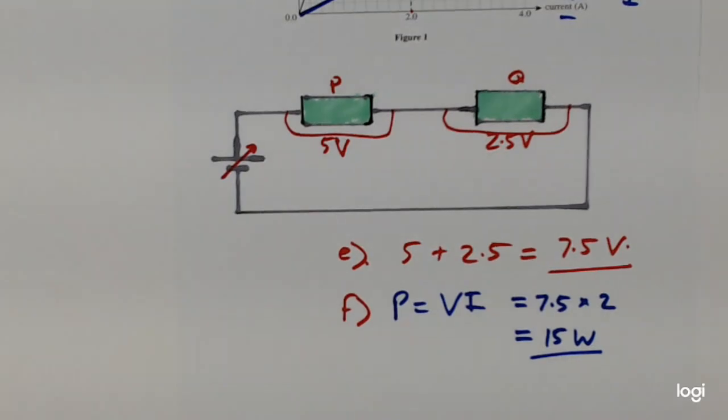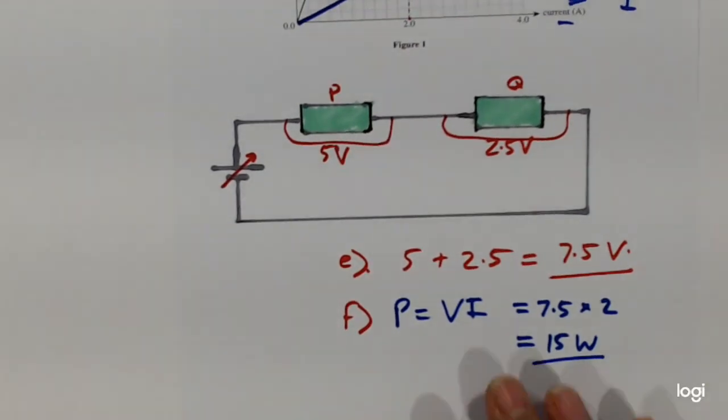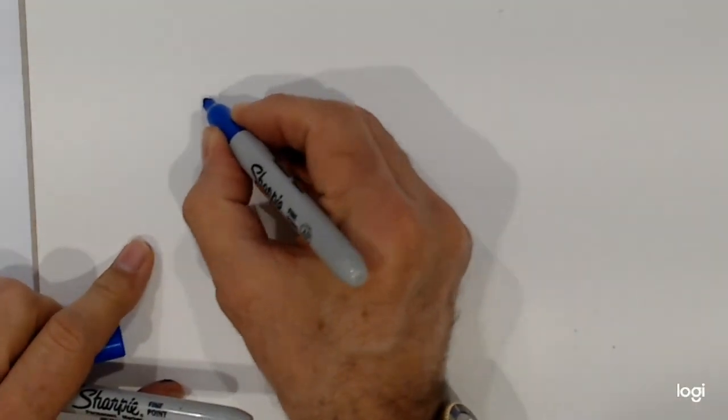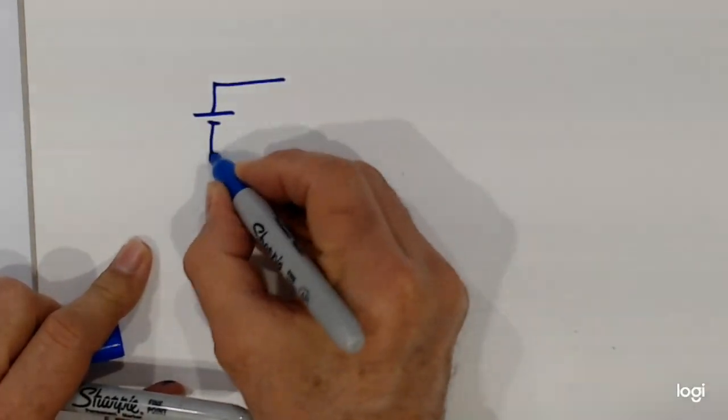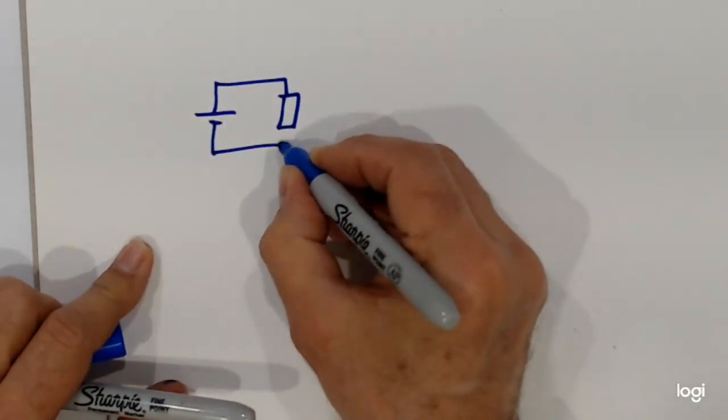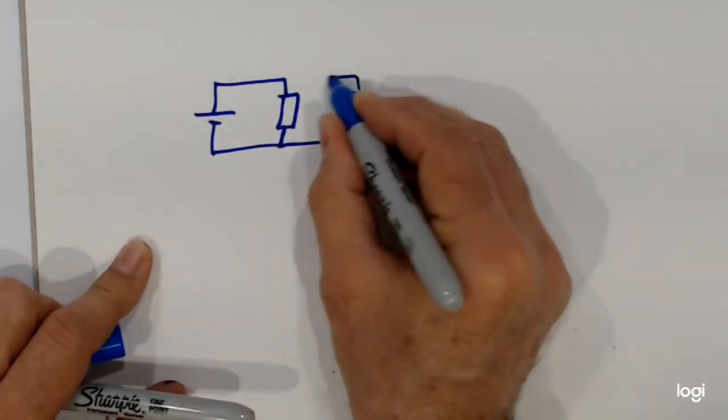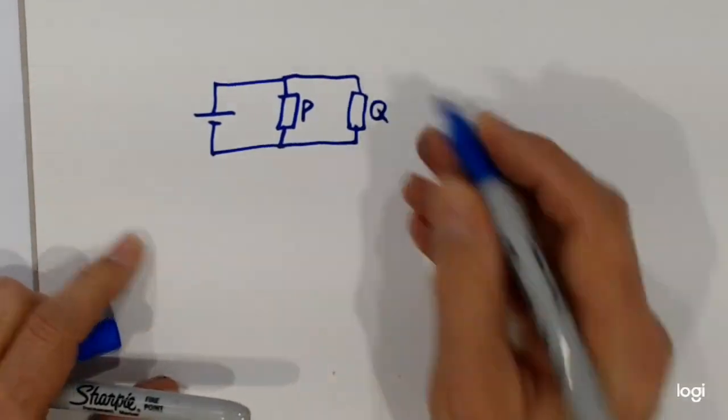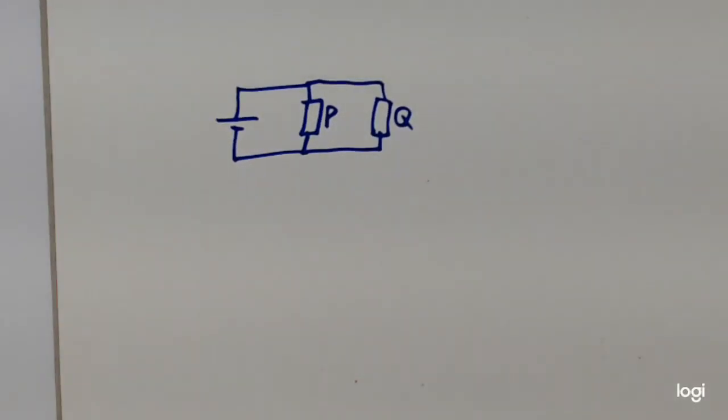Now G, it says the electrical components P and Q are now placed in a parallel circuit, and the variable DC voltage source is 5 volts. Determine the current through component P. Well, let's just get this out of the way for a second. All right. So now they're like this. That's P, that's Q. And it says the DC voltage source is 5 volts.